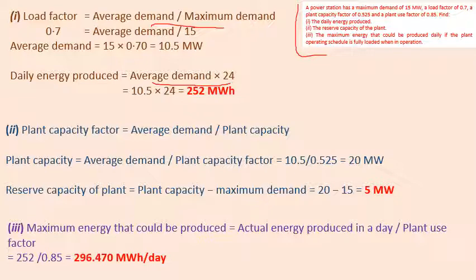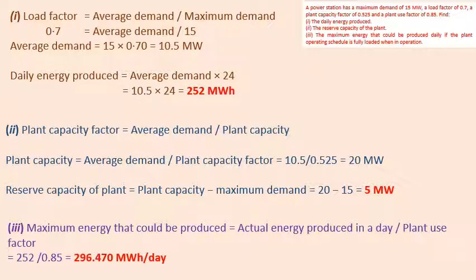So our average demand is equal to 15 into 0.7, that is 10.5 megawatt. So daily energy produced is equal to average demand into 24, that is equal to 10.5 into 24, that is 252 megawatt hours. This is our first answer.